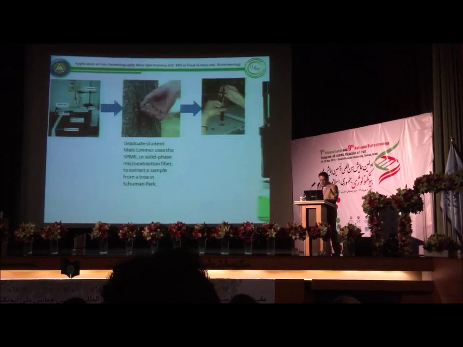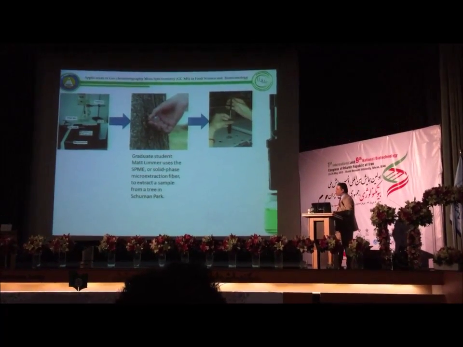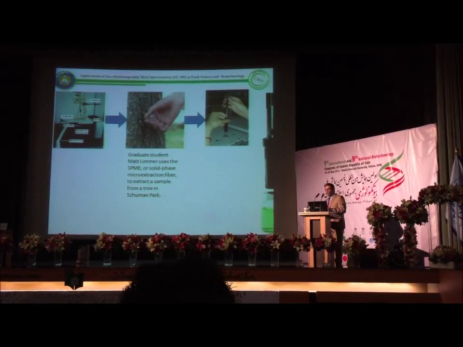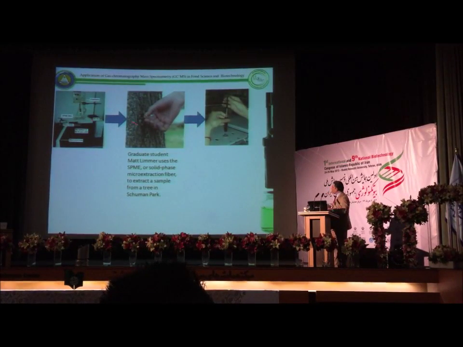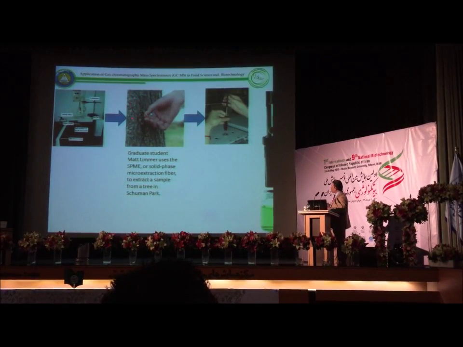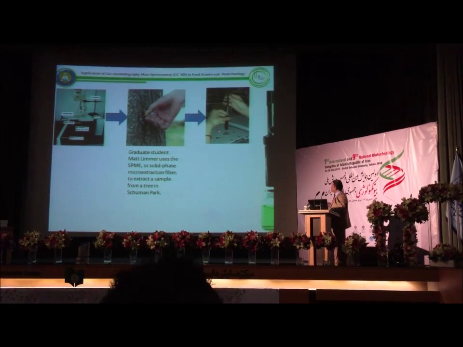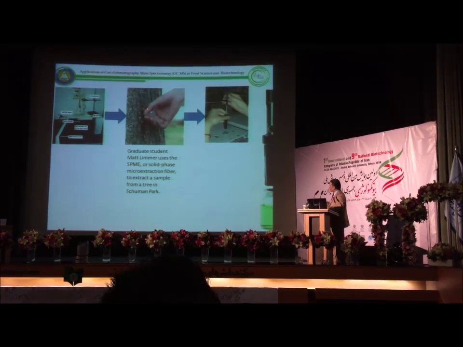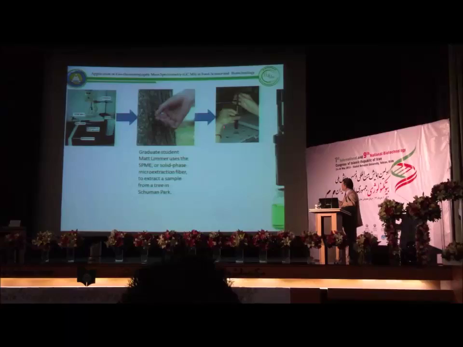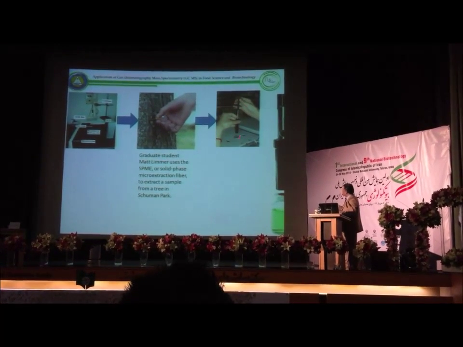For example, we can detect the metabolism in a tree. We can put the SPME in the tree, and then go to the GC-MS for detection. This tool is smart.